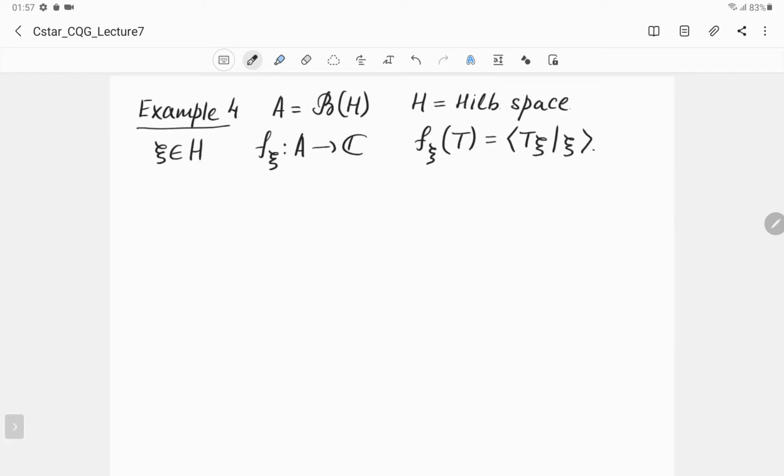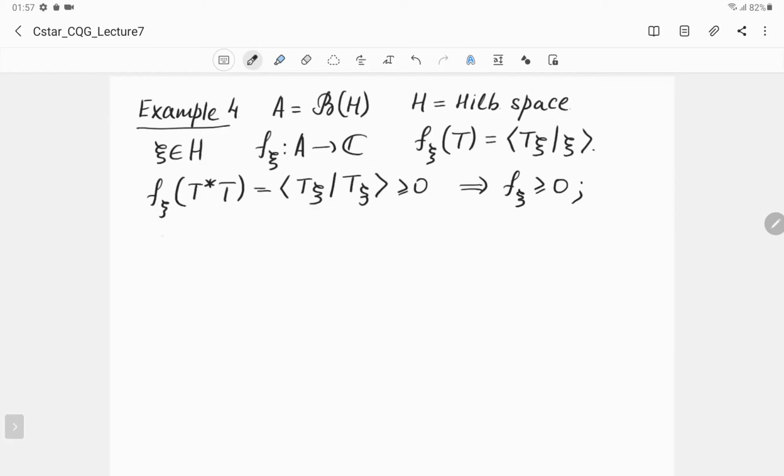It's clear that f_xi is linear, and it is positive because if we apply it to T star T, the result will be the inner product of T xi by itself, which is non-negative. So this implies that f_xi is a positive functional on B of H.